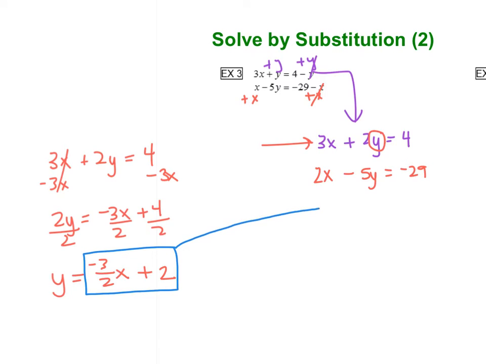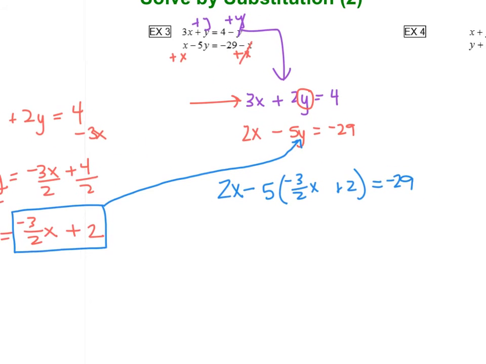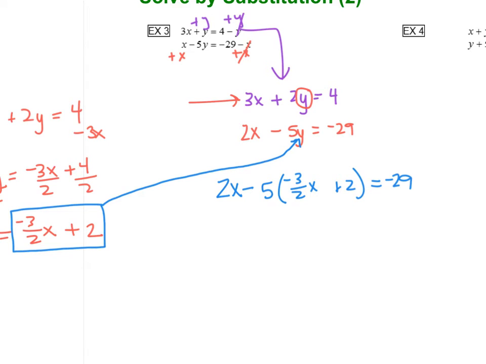And where does it get plugged into? In for the y, because it is y equals. So then we just plug that in. 2x minus 5 times, now I'm going to put parentheses because I have to plug in that whole thing for y. To plug it in, negative 3/2 x plus 2, and then carry down the equals negative 29. All right, now we're going to solve this crazy equation. Distribute that negative 5. Negative 5 times a negative 3/2 is a positive 15/2 x. Negative 5 times 2 is negative 10 equals negative 29.